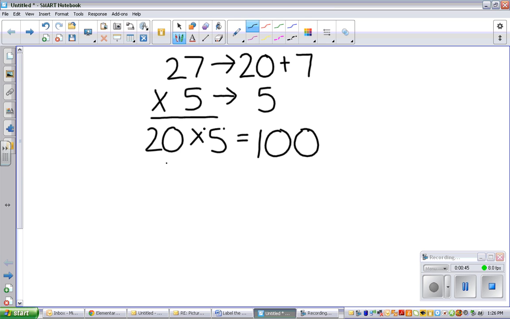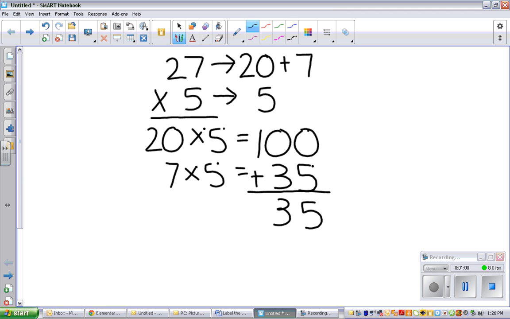Next, we'll solve the problem 7 times 5, which equals 35. Notice how I lined up my place values in my answers to make adding easier. Now we'll add our two answers together to give us an answer of 135. So we know the answer to 27 times 5 is 135.